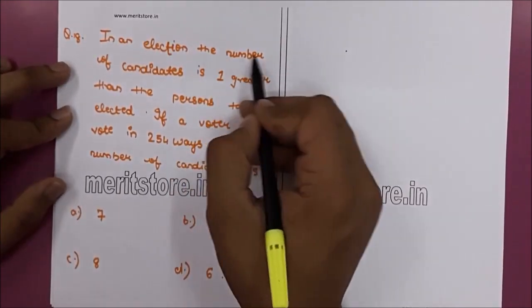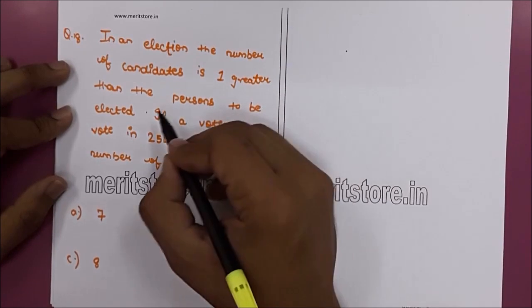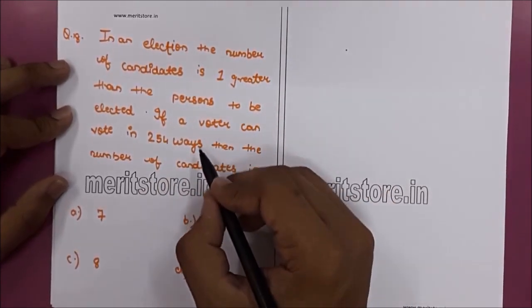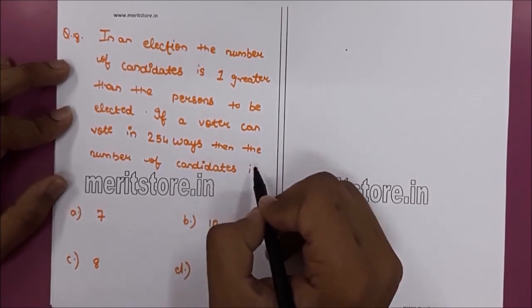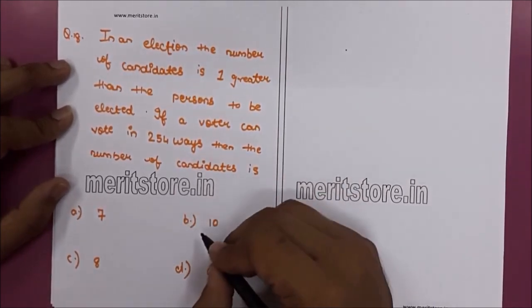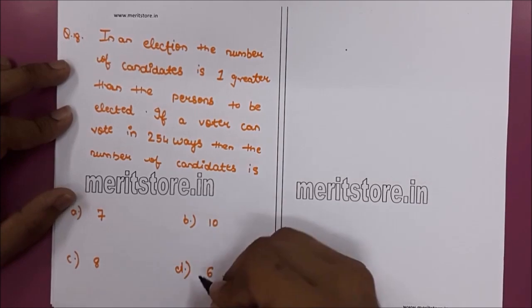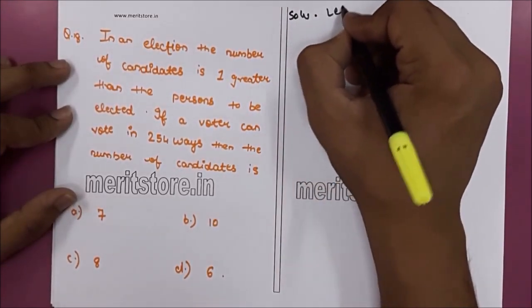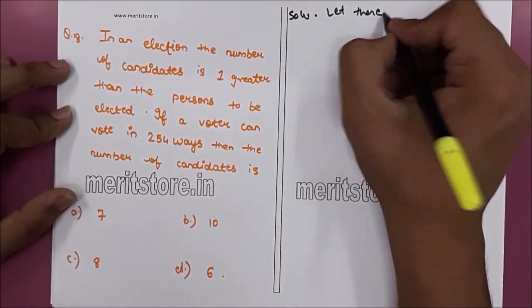In an election, the number of candidates is one greater than the persons to be elected. If a voter can vote in 254 ways, then the number of candidates is: option A 7, option B 10, option C 8, option D 6. Therefore the solution is, let there are n candidates.